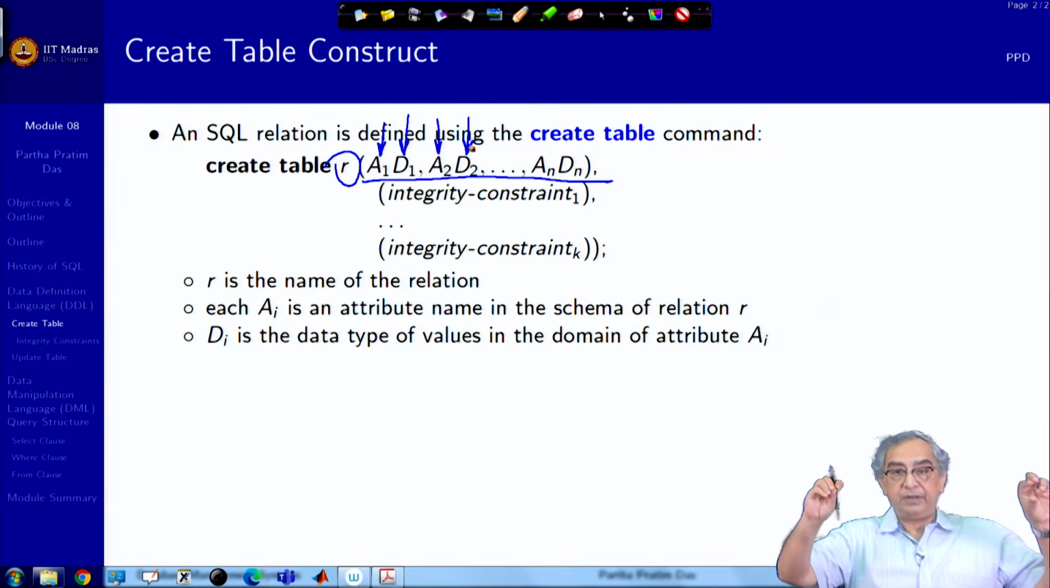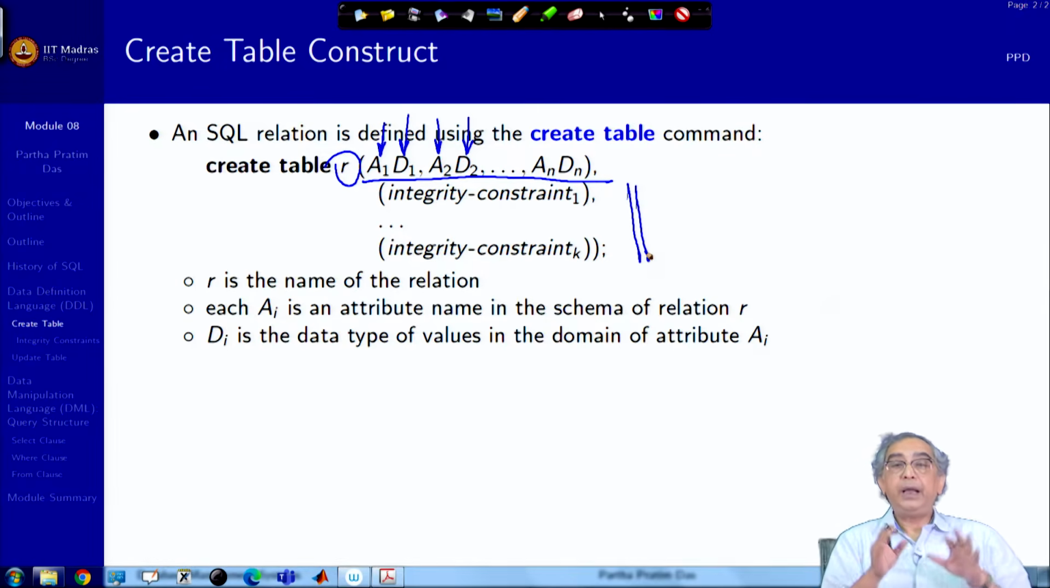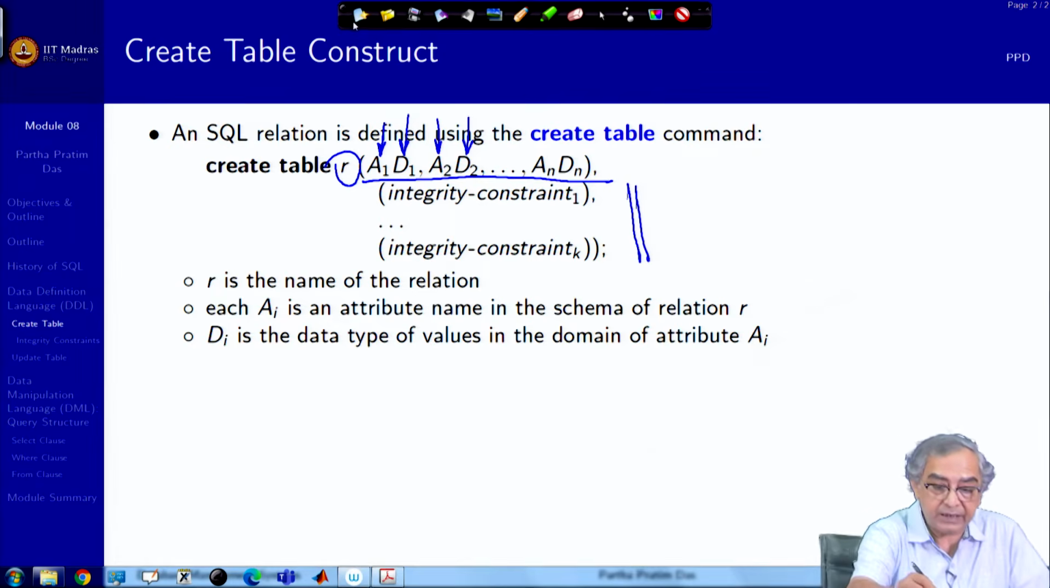So, this is a basic definition, and then what you can have is a set of integrity constraints, that is, what all conditions must be satisfied. Let us take an example.